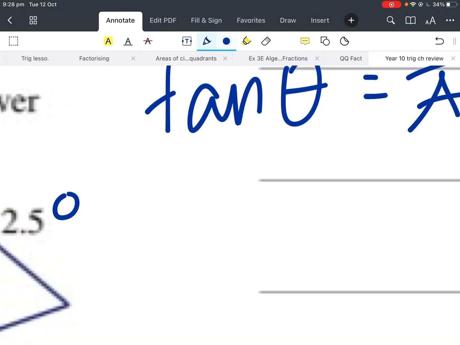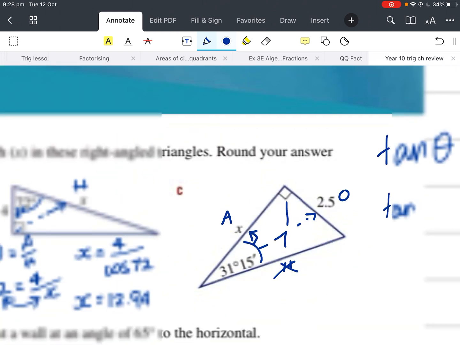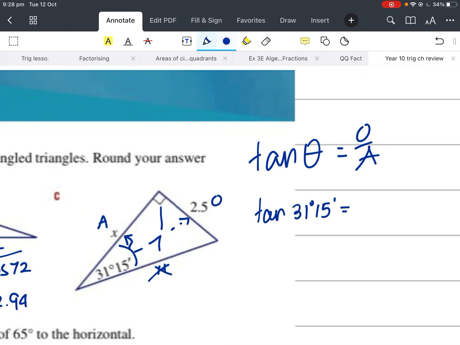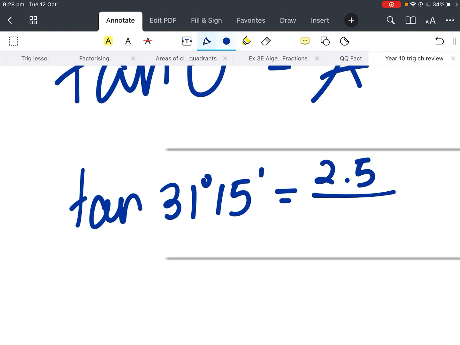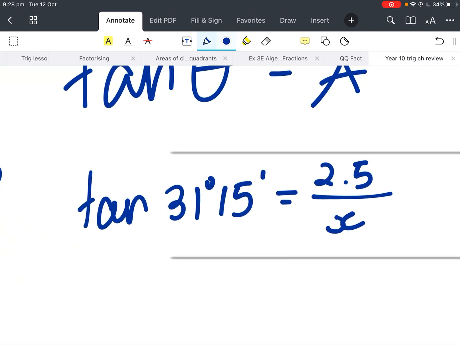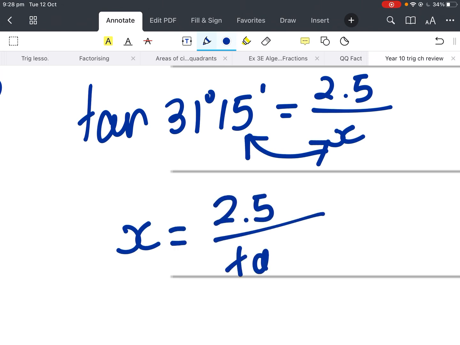So tan theta. So I'm going to write tan 31 degrees 15 minutes equals, O is 2.5, A is nothing, so I'm going to write an X. Again, X on the bottom. So we're going to use the shortcut. We're going to swap those two. So it becomes X equals the 2.5 stays on the top, over tan 31 degrees 15 minutes.